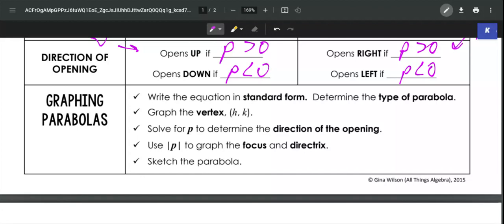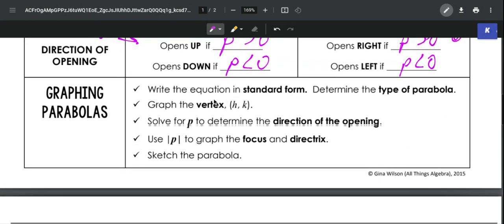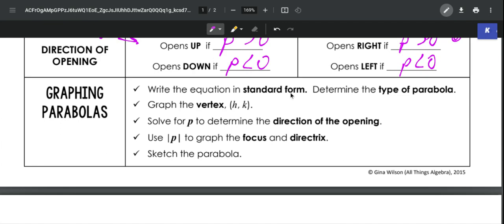Now we're going to look at graphing these parabolas. I'm going to try to make this as short as possible, but with these graphing problems, I like to go a little slower just so you can understand them. The first thing we're going to do is write everything in standard form. You're not going to have to worry about that, but we do want to determine the type of parabola. We want to know if it's vertical or horizontal, because that will help us a lot as we graph these. And I'll show you all the information it tells you.